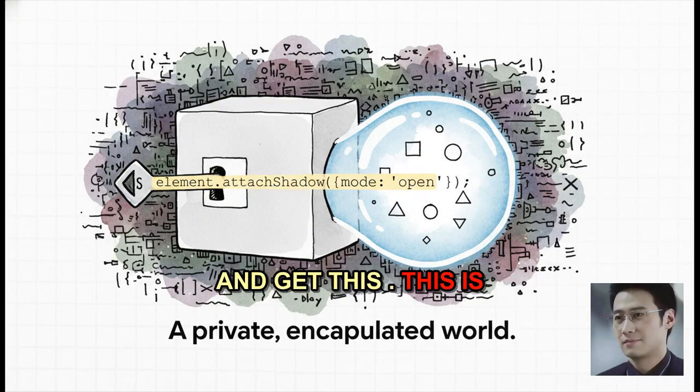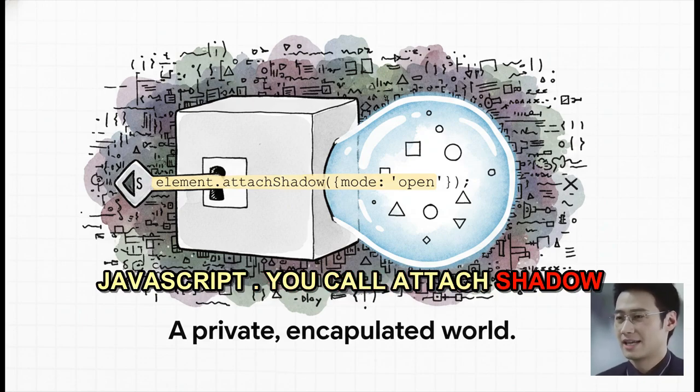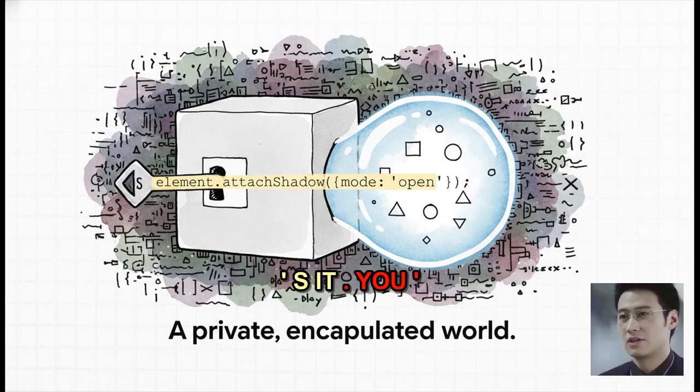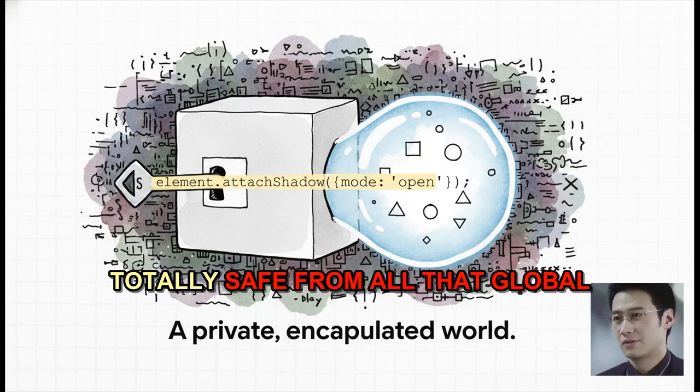And get this. This is all it takes to create that private little world. It's just a single line of JavaScript. You call attachShadow on your element, and that's it. You've created a shadow root, and now you're ready to build inside of it, totally safe from all that global chaos.